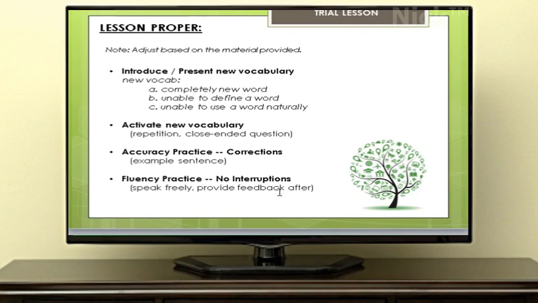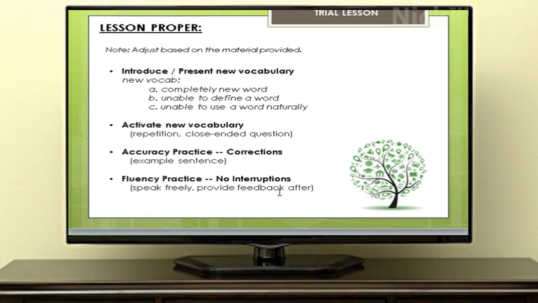Upon introducing or presenting the new vocabulary, we have to activate the words that they learn. And we can achieve this by repetition. So if you ask close-ended questions, most of the students would give you a one-word answer or a one-word reply. And we ask for complete sentences when they answer so that they'd be able to use the vocabulary within the question in their answers. And then we also have to consider the practice exercise.